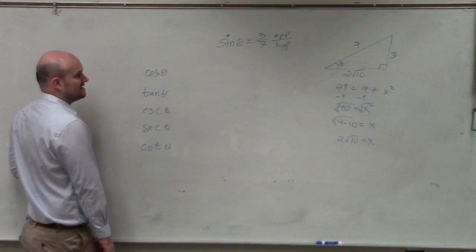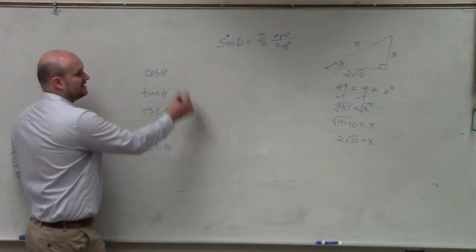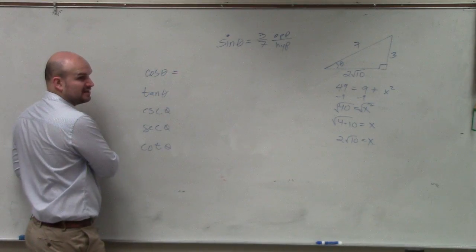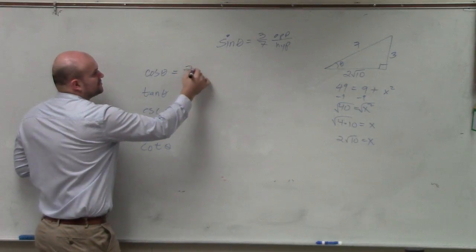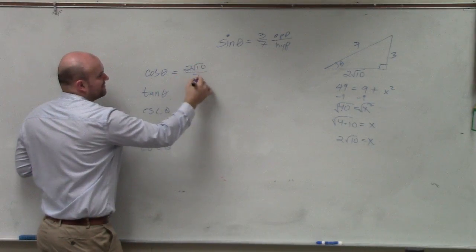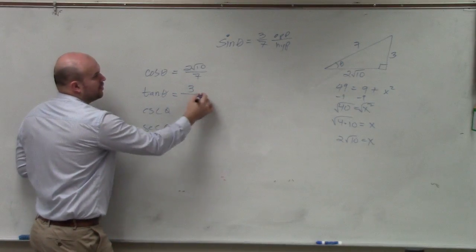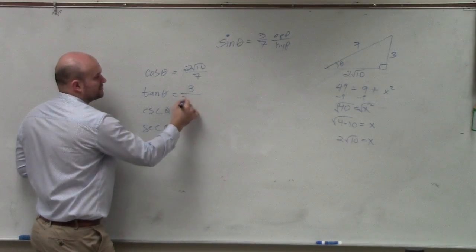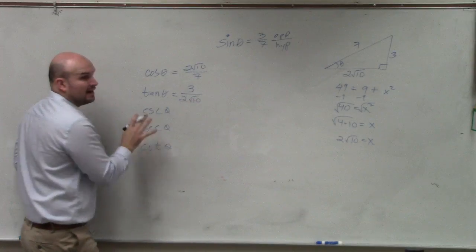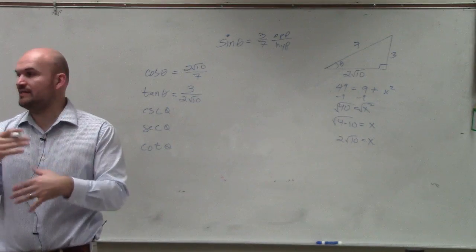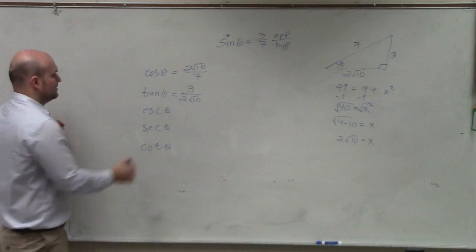But anyways, let's take a look at cosine is adjacent over hypotenuse, right? That's in your notes, Josh. So you have 2 square root of 10 over 7. Tangent is opposite over adjacent, 3 over 2 radical 10. Now, I'm just going to write out all the ratios first, and then I'll simplify them at the end.